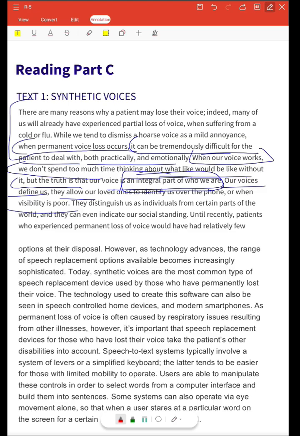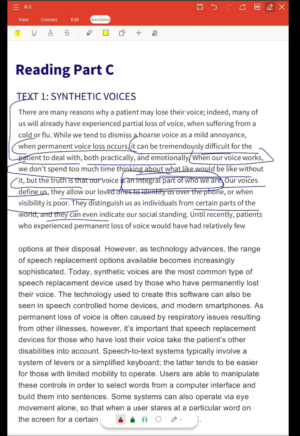They distinguish us as an individual from a certain part of the world, and they can even indicate our social standing. Until recently, patients who experience permanent... Okay, so overall, he is saying that identity is an integral part of who we are.